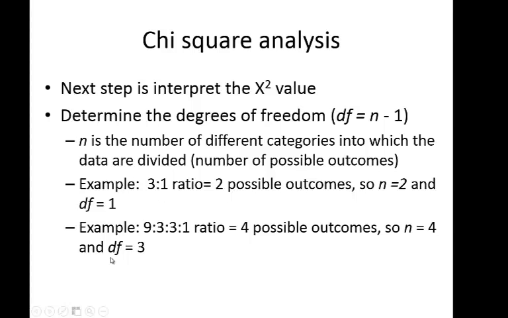In the 9-to-3-to-3-to-1 ratio, there's 4 possible outcomes or phenotypes. So in this case, n equals 4. So n minus 1 equals 3. Your degrees of freedom would be 3.